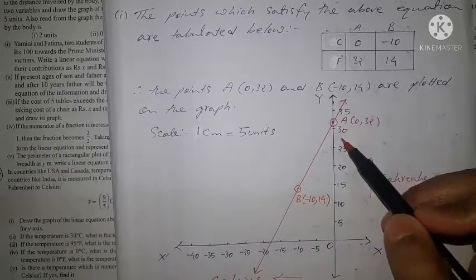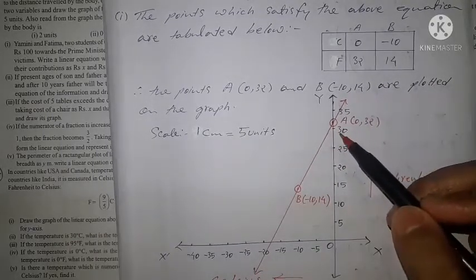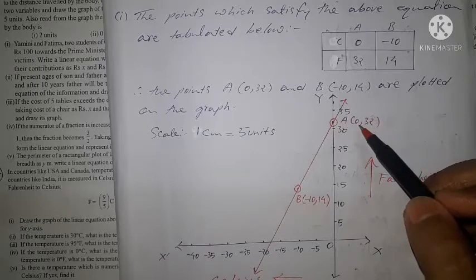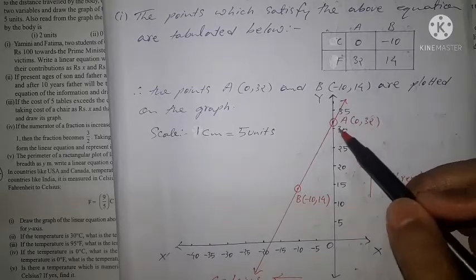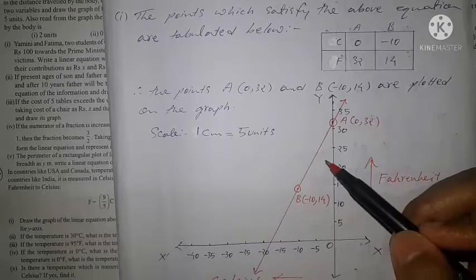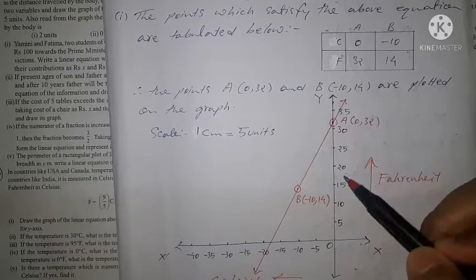As we can see, in the x-axis there is no movement, it is 0, and in the y-axis there is a movement of 32 which is just above 30. So this will represent (0, 32).